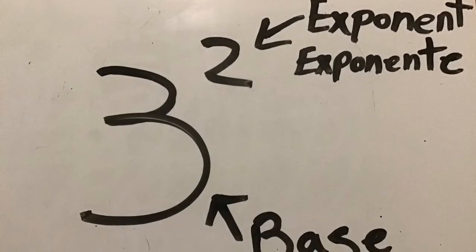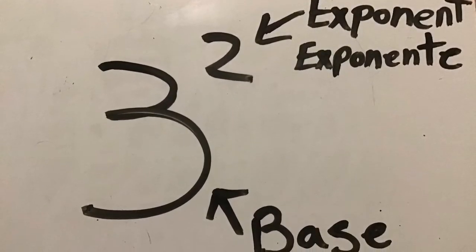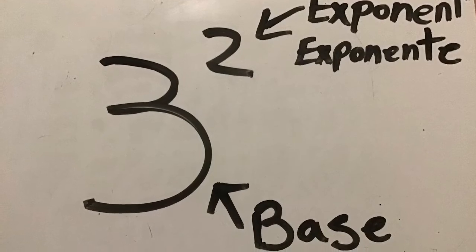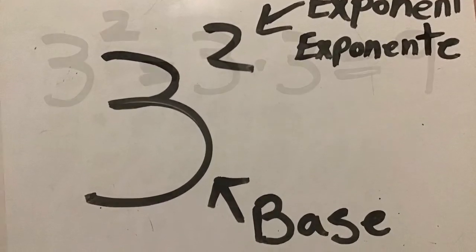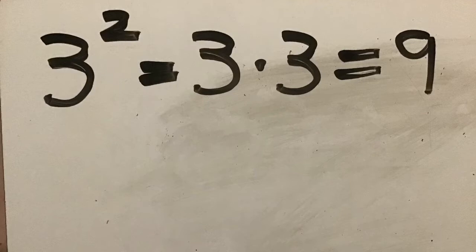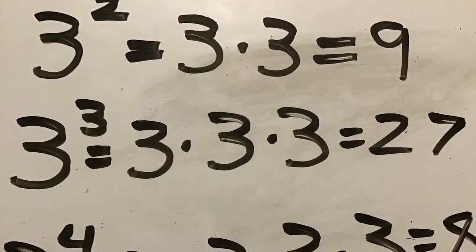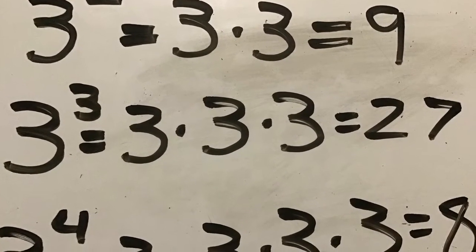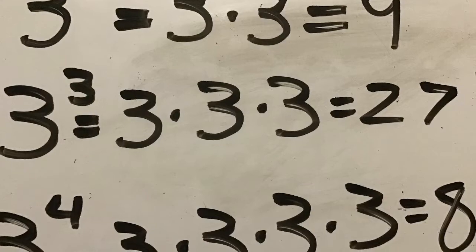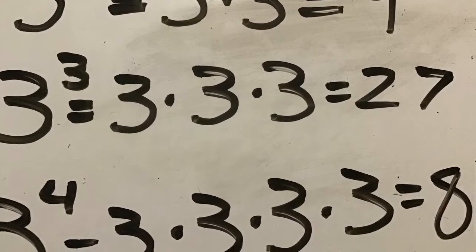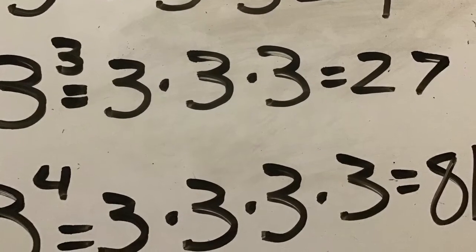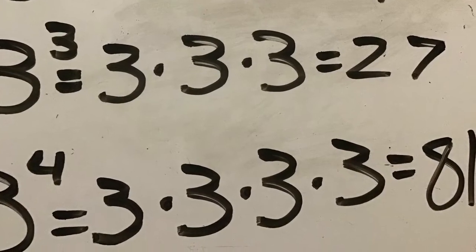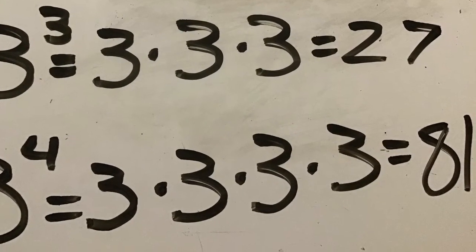Some key vocabulary. When we have an exponent, the big number is the base and the little number on top is called the exponent. The exponent tells us how many times the base is being multiplied by itself. So for example, 3 squared means there are 2 3's. 3 to the third power means we're multiplying 3 by itself 3 times. And 3 to the fourth power means we're multiplying 4 3's together.